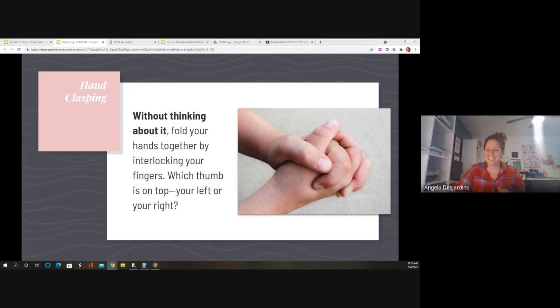Oh, but yeah, this is actually a trait. It's controlled by your DNA, whether you put your left thumb on top or you put your right thumb on top. Super weird.